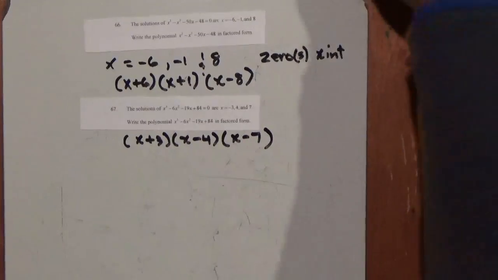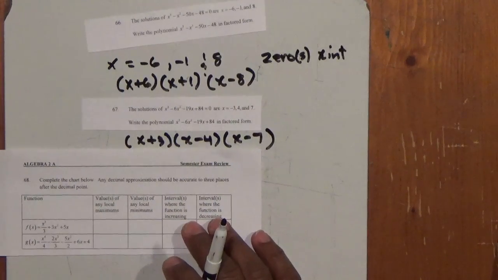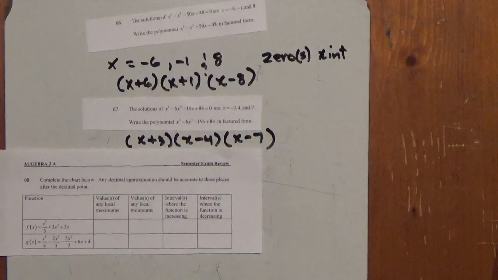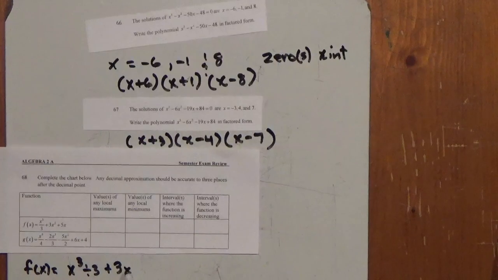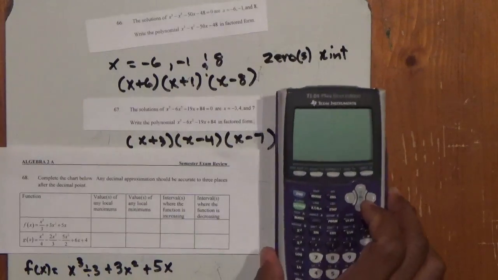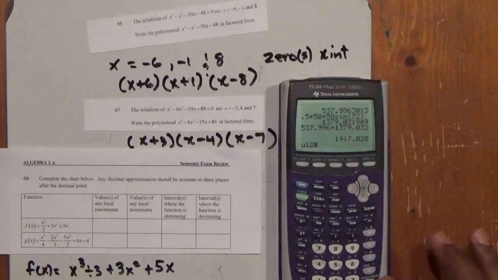Let's keep it going. This one takes a little bit of time. 68. We actually might want to look at the graphs a little bit. Most of this is pretty much an all calculator problem. We want to make sure we put these in correctly. So if I'm putting f of x into y1, I got x cubed divided by 3 plus 3x squared plus 5x. Let's see if we can put that in here. Second plus 712.